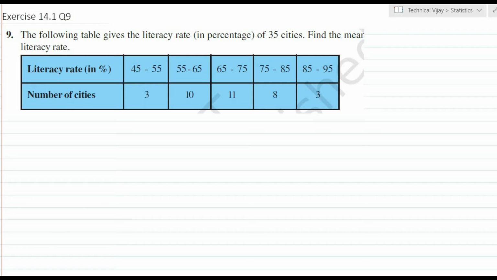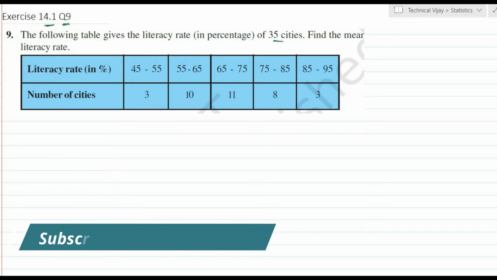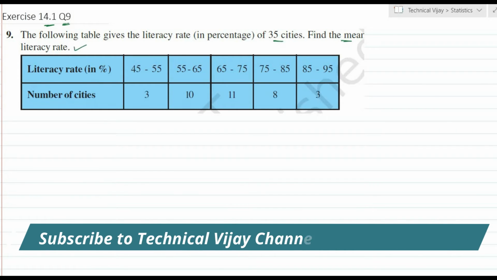So exercise 14.1, question number 9. The following table gives the literacy rate of 35 cities. Find the mean literacy rate. So here we have to calculate the percentage literacy rate. Here you see a big number of numerals, so we will go for the assumed mean method. This method we will use.